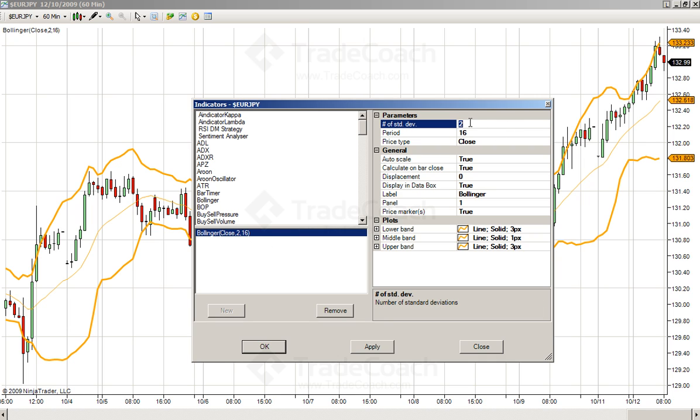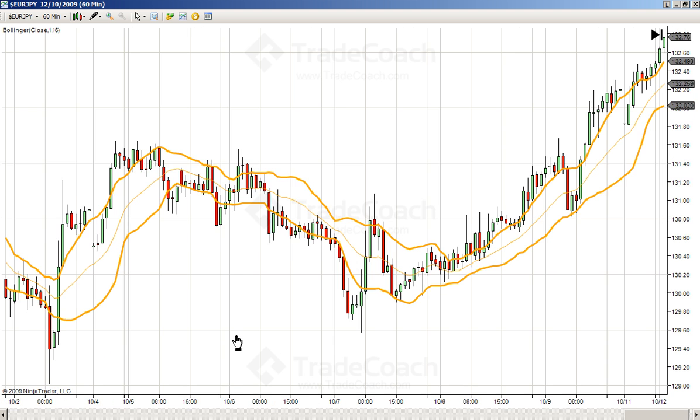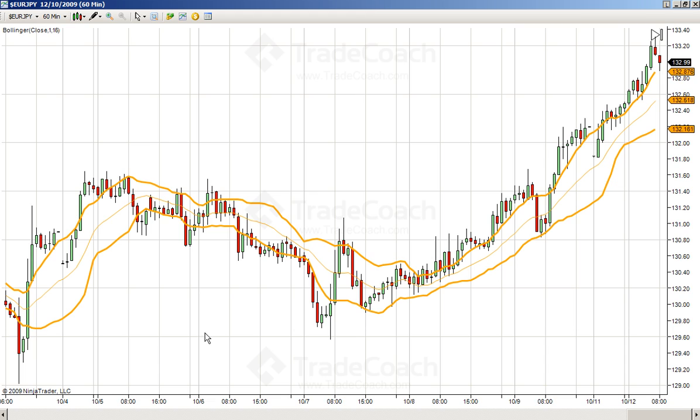So I'm going to say standard deviation 1. Okay. So that's looking at a lot less. It's only about 95% instead of 98% of price action. Do you see that?